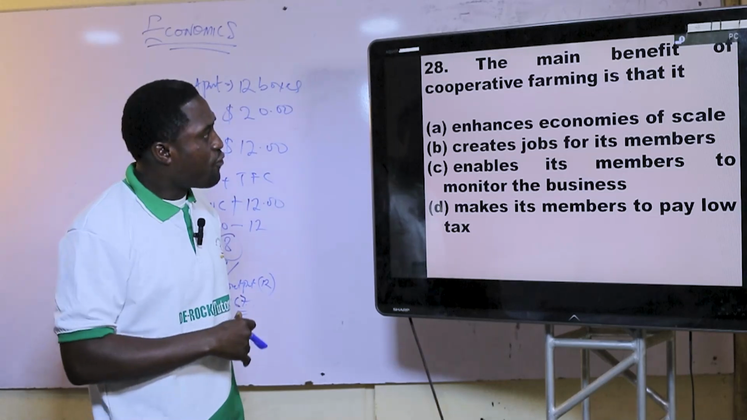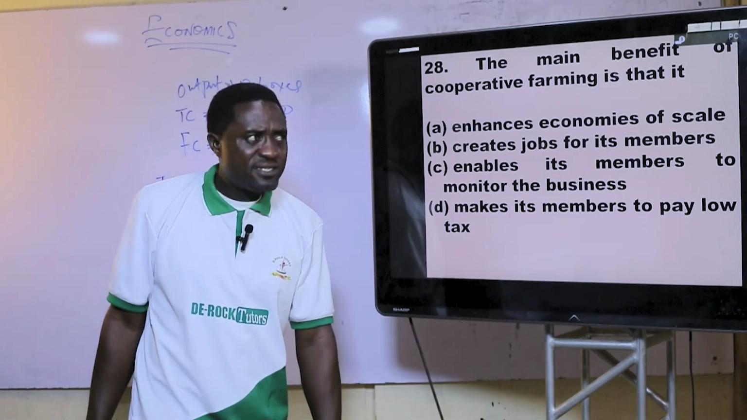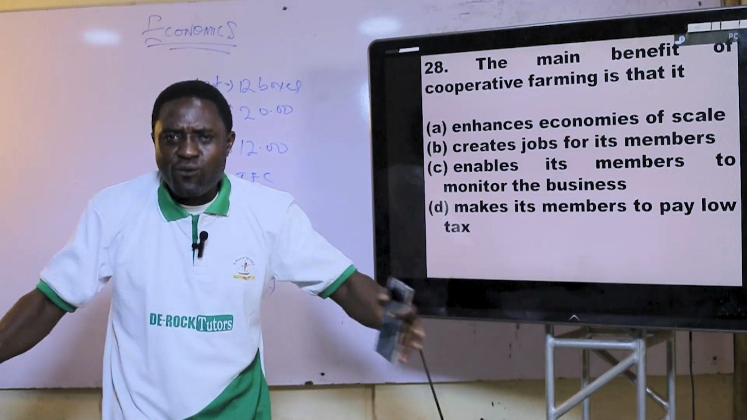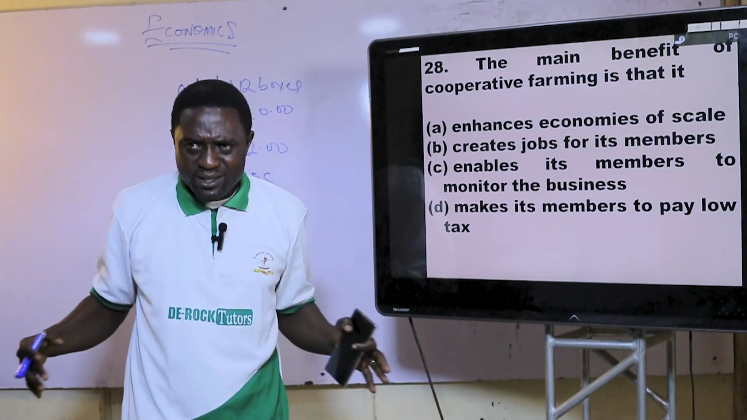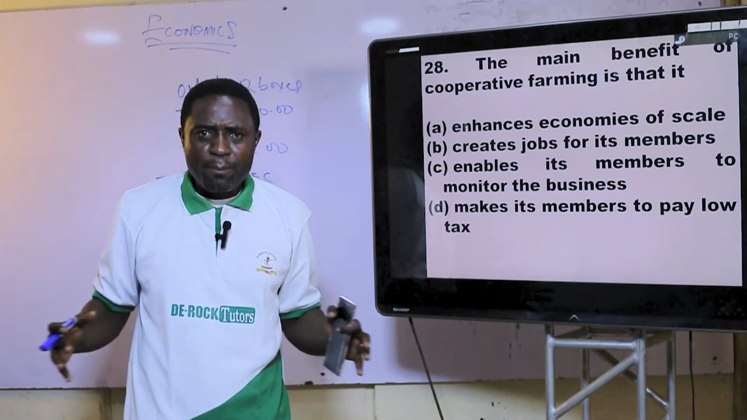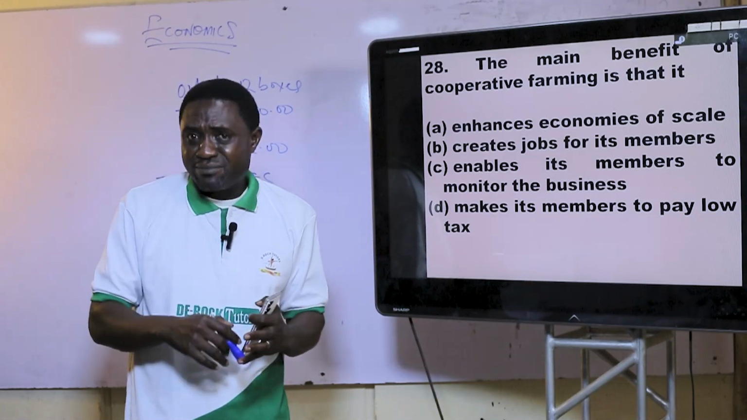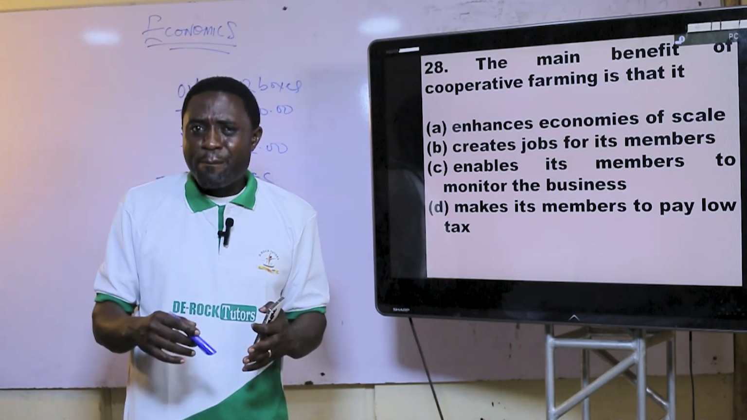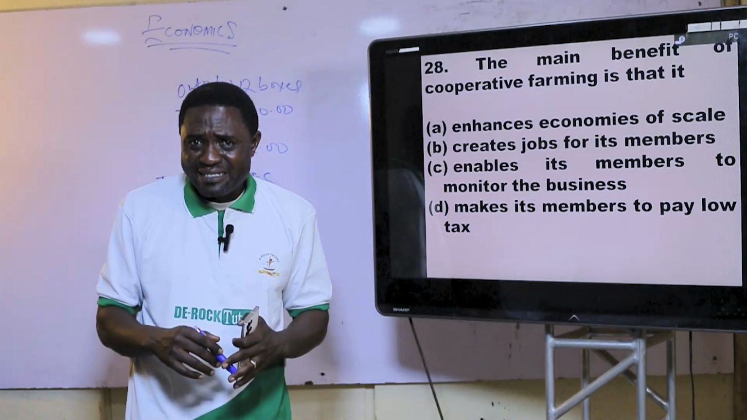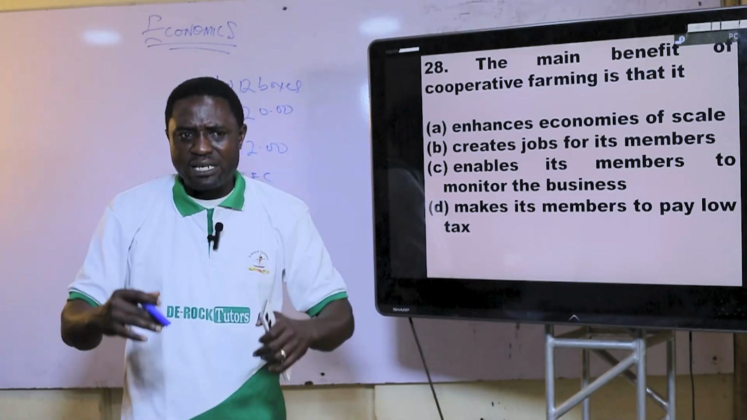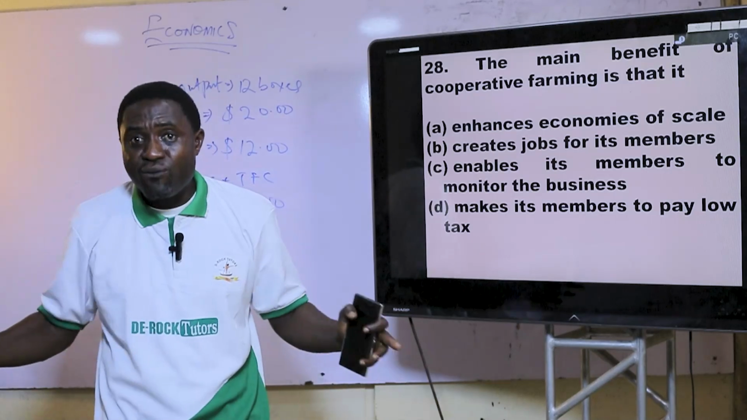28. The main benefit of cooperative farming is that they pool their funds together. Many farmers come together and pool their funds together, so that what? So that they can maximize their product, they can break bulk, they can buy less, and they can enjoy some profits together. They share profits together because they make money.